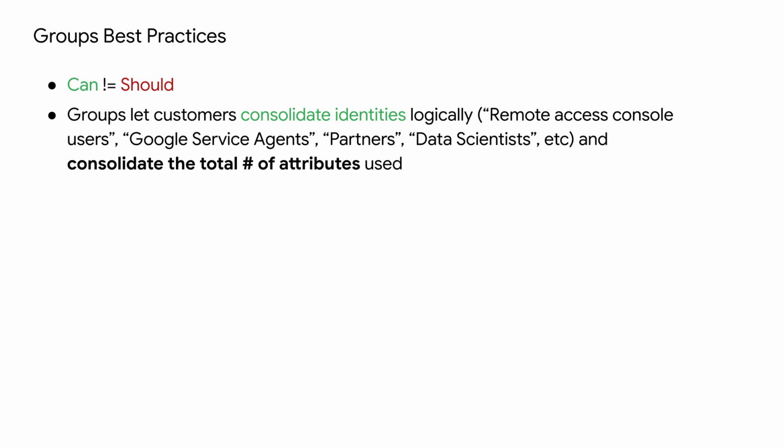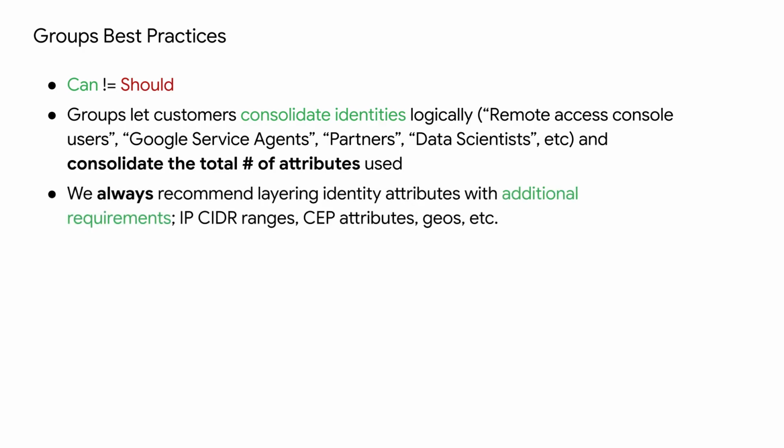The capability exists if you need it. And the point is to let you consolidate identities in whatever way makes sense for your organization, whether that's by human identities or by service accounts. Anytime you're using identities in VPC-SE, we strongly recommend layering those identities with additional requirements, like source CIDR ranges, Chrome Enterprise attributes, or even geos. You don't want a compromised identity to have easy access to perimeter resources.